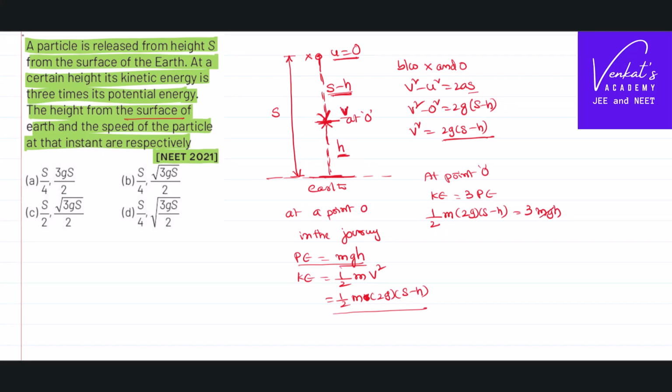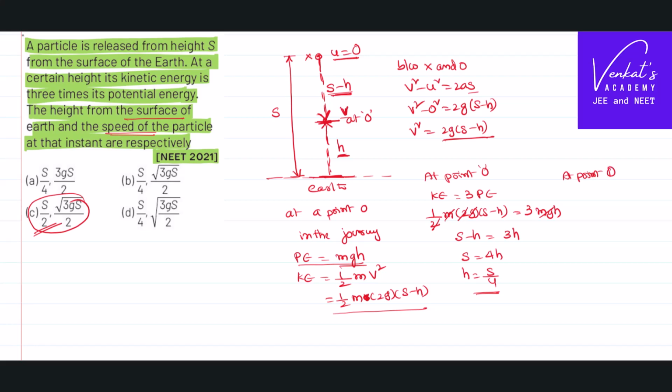So mg is there on both sides, which can be cancelled. This 2 and 2 also can be cancelled. So s minus h equals 3h. So s equals 4h. So h equals s by 4. So this happened at a height of s by 4. So the only option that you can eliminate is this, because it cannot be s by 2. But to find the correct answer, we also find out the speed of the particle at that instant, right?